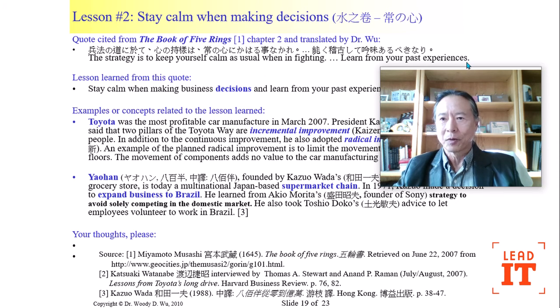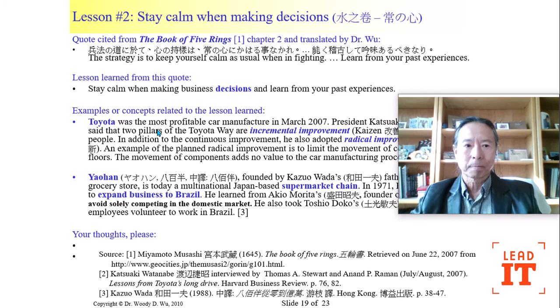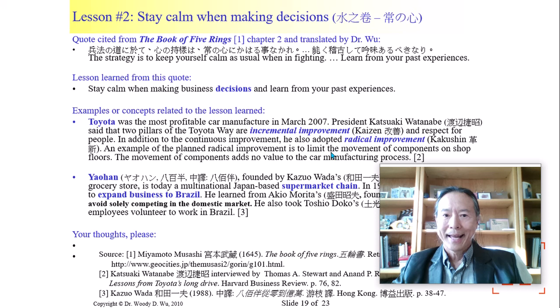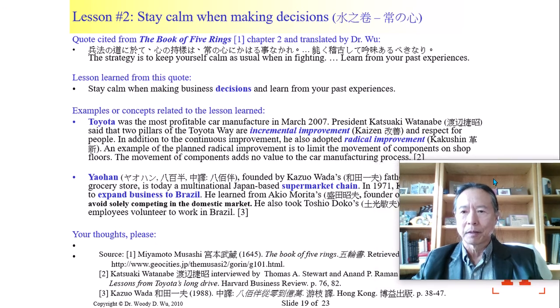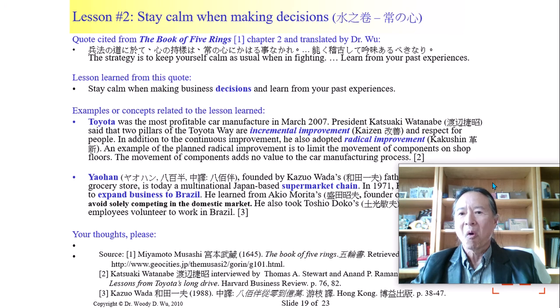Learn from your past experience. I mean, you can keep calm, but can you keep calm when in a fight? Stay calm when making business decisions and learn from your past experience. Toyota, which manufactures cars and became the most profitable, was number one in 2007. They have adopted incremental improvement, called Kaizen, and radical improvement. In other words, Toyota has adopted a business strategy to accumulate small improvements.